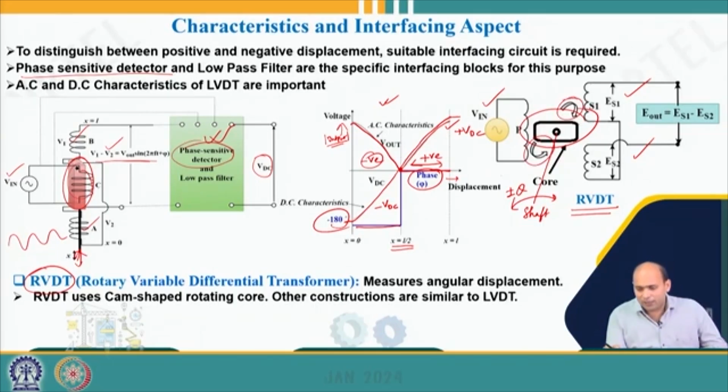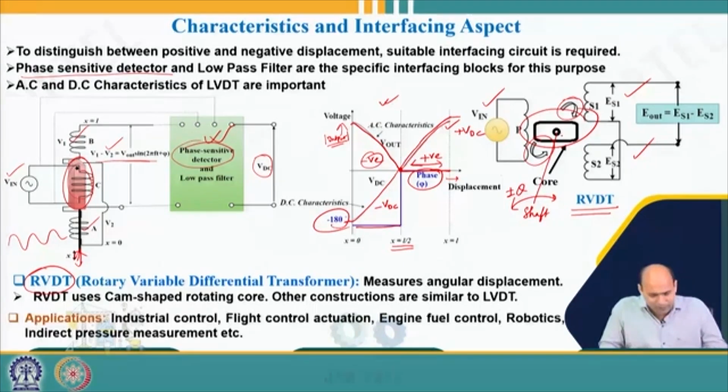When it is clockwise, the core will be close to one secondary coil. If it is anti-clockwise, then it will be close to another secondary coil. As a result, if you take the differential output voltage, in one case you get an in-phase output with respect to the input, and in the other case an out-of-phase output response with respect to the input signal. Similar characteristics like our LVDT, but the only difference is the core position, core shape and dimension.